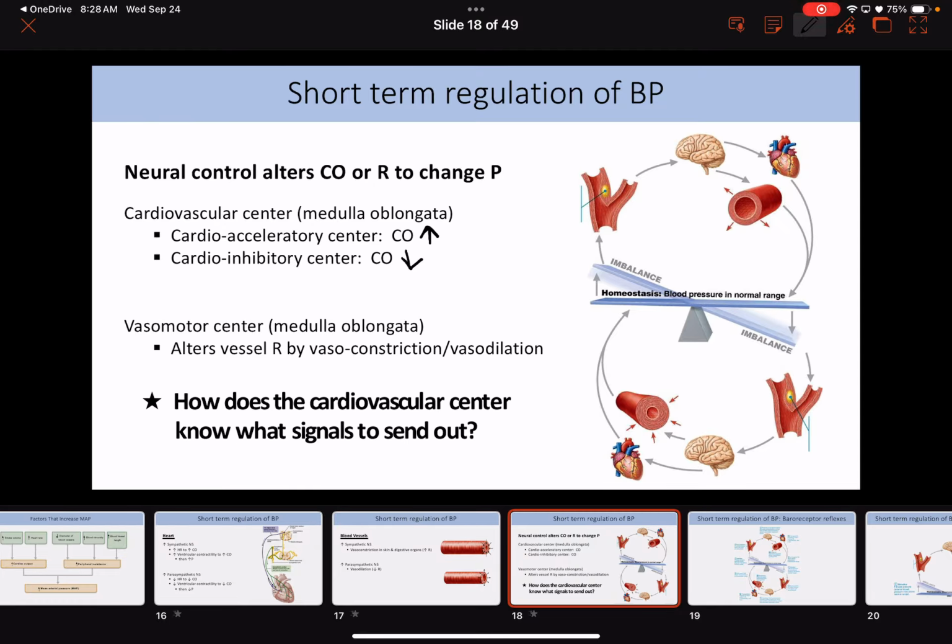And so how does the cardiovascular center know what signals to send out? What are the structures that are going to be detecting changes and stimuli throughout the body? Receptors. Okay.